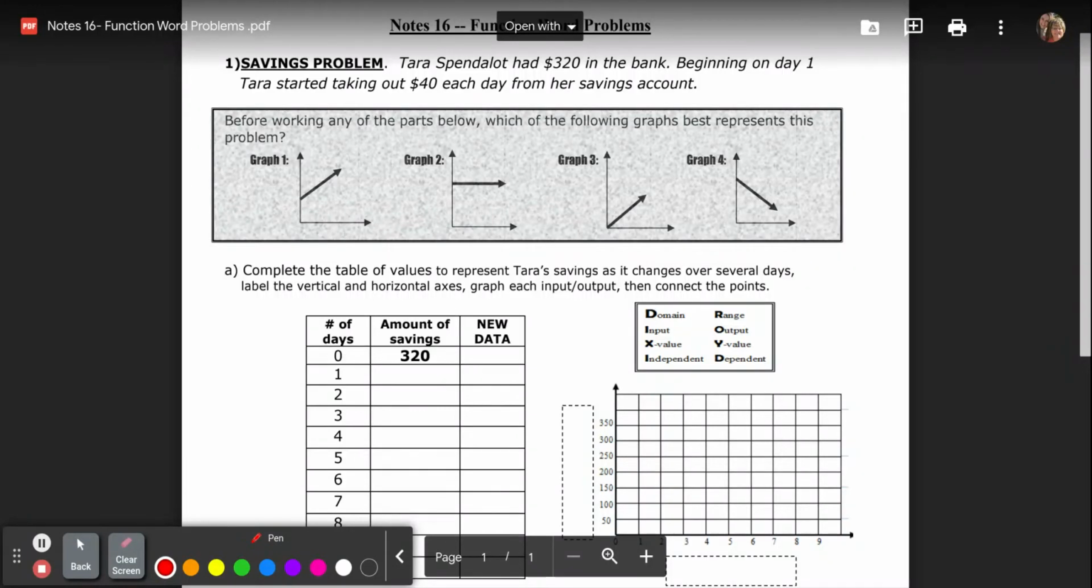Hi, today we're going to work with functional word problems. So on problem number 1, saving problem, Tara Spend-A-Lot had $320 in the bank. Beginning on day 1, Tara started taking out $40 each day. So she started with $320. She started taking out $40 each day.